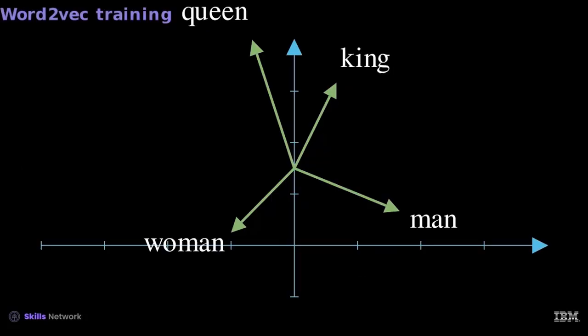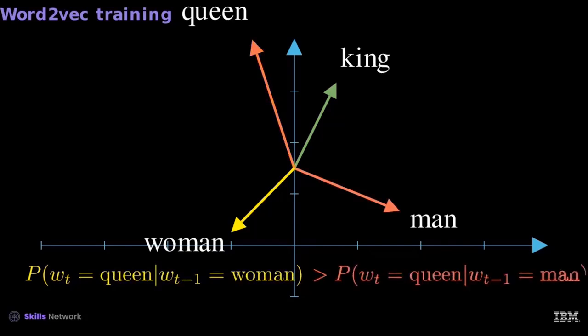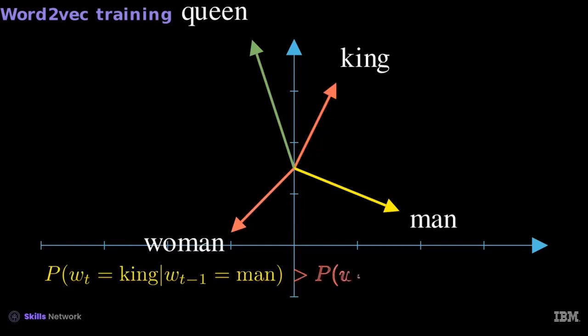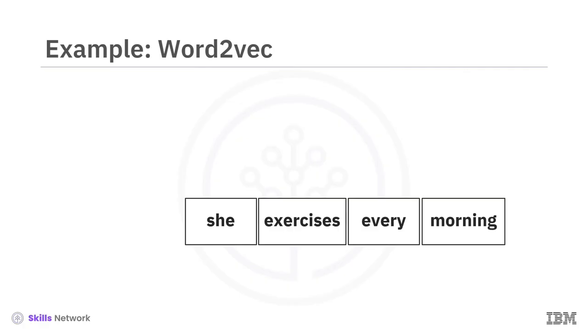After training the neural network, if the network predicts queen following woman with a higher probability than it does for man, the embedding for queen will be closer to woman than to man. Similarly, if king is probabilistically more associated with man than with woman, the resulting vector for king is closer to man than woman.